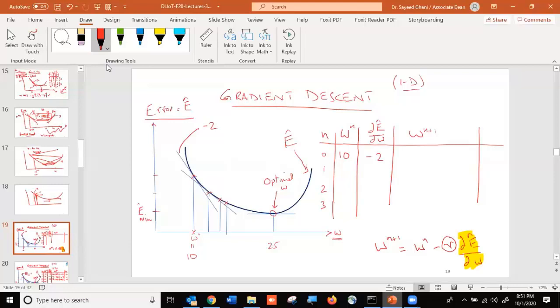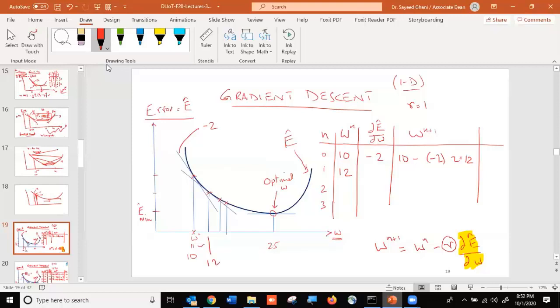What would be the new value? Let's assume that we take r equal to 1. So what would be W1? It would be 10 minus 1 times -2, right? So this comes out to be 10 plus 2, which is 12. So W1 becomes 12.